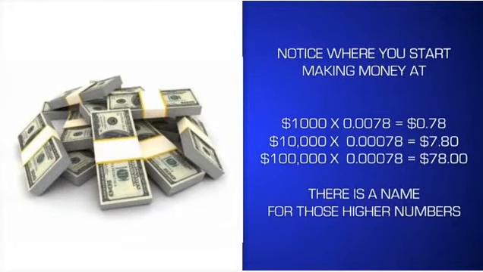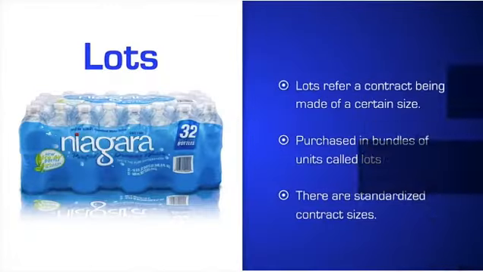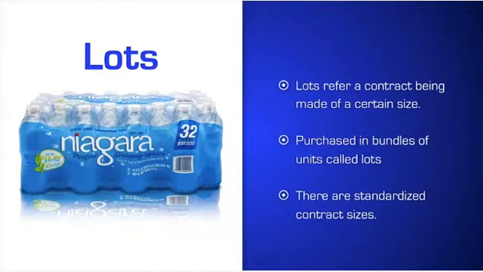One thing I want you to notice is where you actually started to make money. Notice you actually started making money at around $1,000, $10,000, $100,000. There actually is a name for those numbers, for those higher numbers. So now this brings me to lots. This is one of those vocab terms.